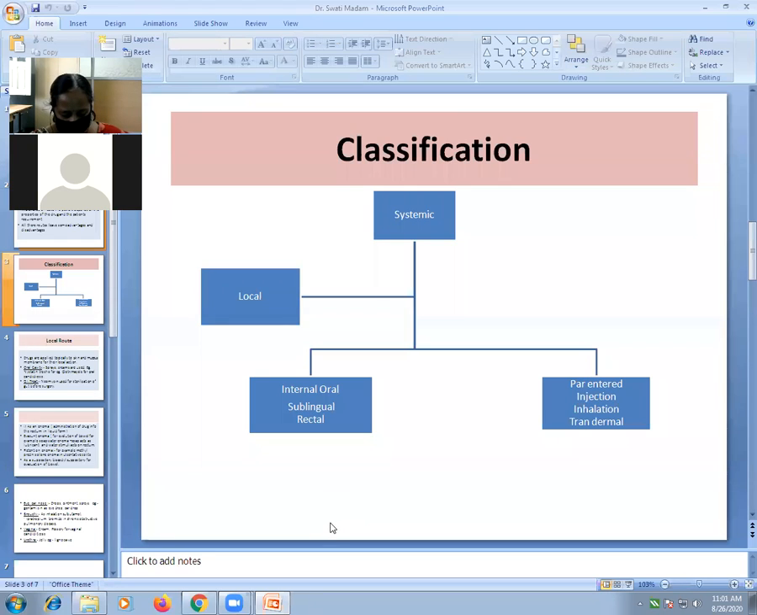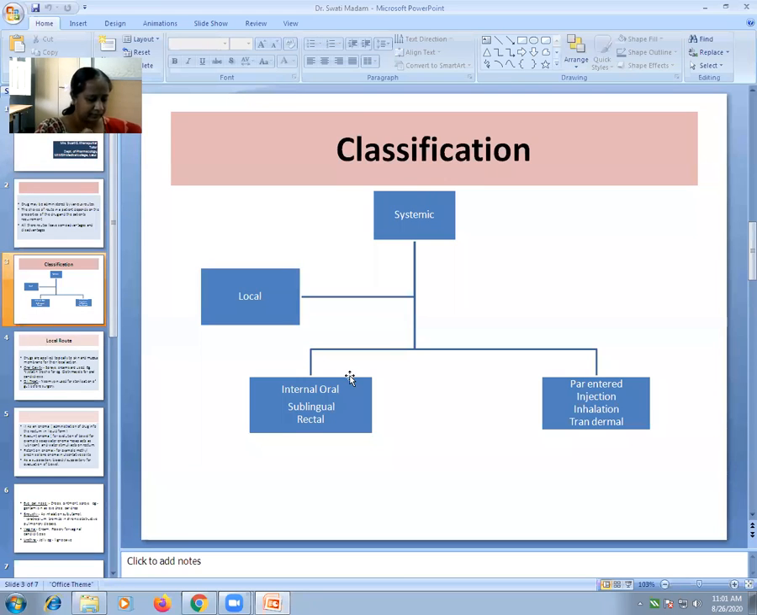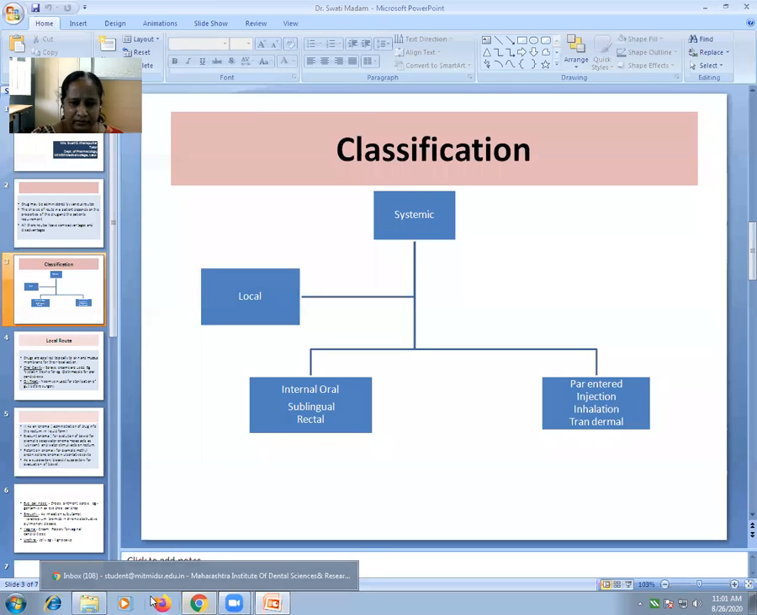What we are taking is routes of administration. Drugs are given by different routes. We are giving drugs orally, by injections, and by topical application. Now we will see the classification of drugs.